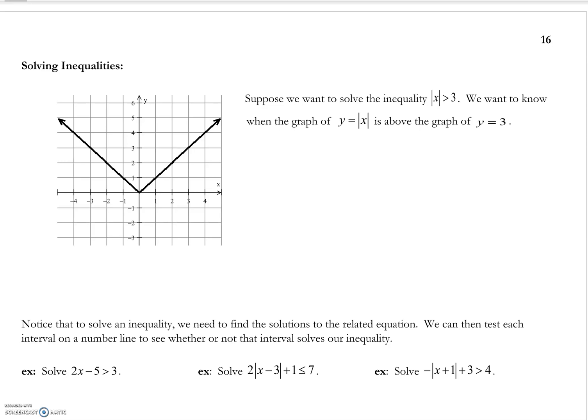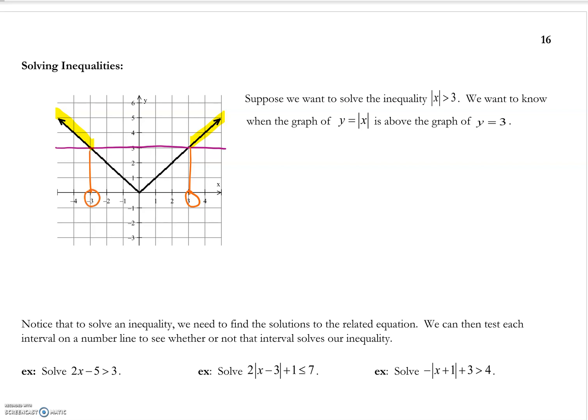So really, we want to know when the graph of y equals absolute value of x, which you see here, is above the graph of the line y equals 3. So I'm going to go ahead and graph the line y equals 3, which we've done a couple of times now. And I want to know where my absolute value function is above that line y equals 3. And I see that it corresponds to the following x values, positive 3 and negative 3.